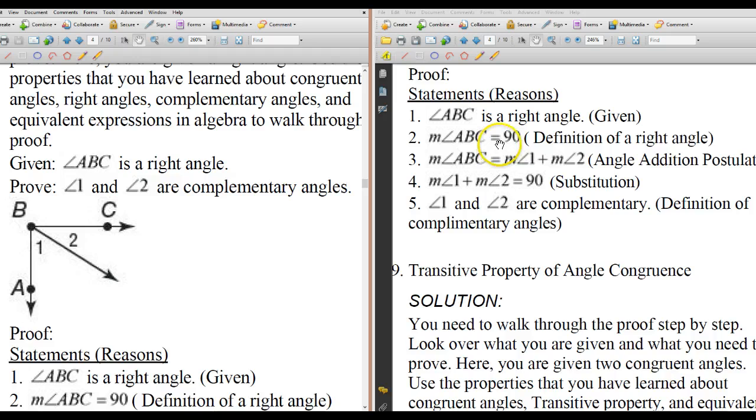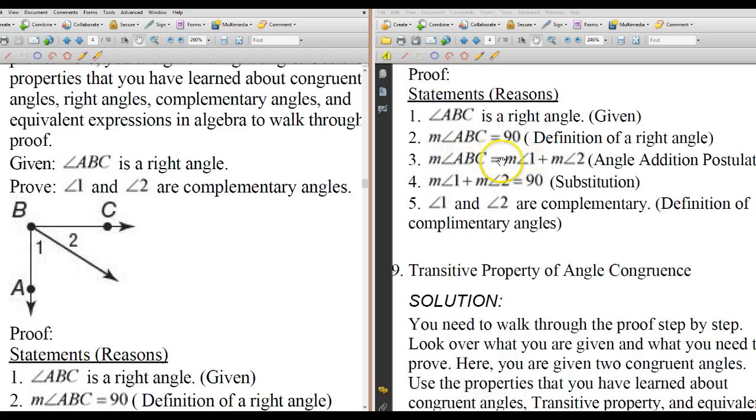From here, we're going to use the angle addition postulate, which is a lot like the segment addition postulate. So I'm adding two parts together to get the whole. So if I take the measure of angle 1 plus the measure of angle 2, well, that's going to be equal to the measure of the entire angle. The measure of angle ABC is equal to the measure of angle 1 plus the measure of angle 2.